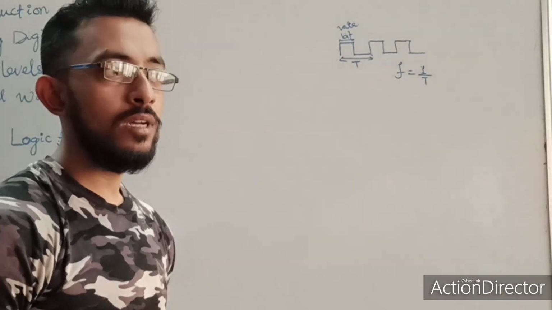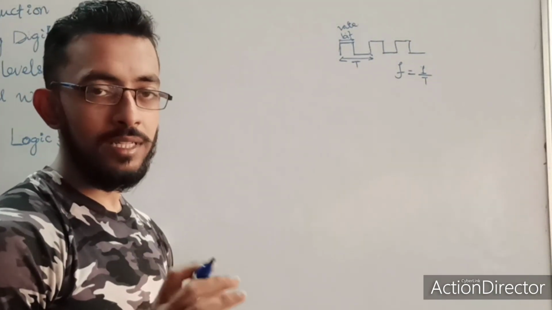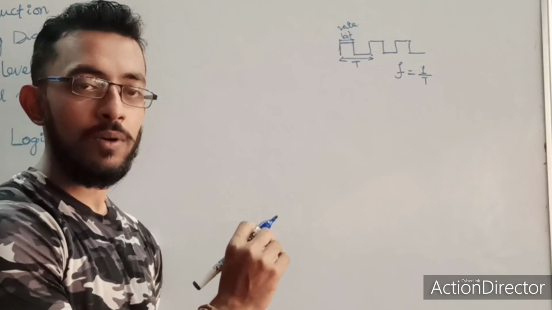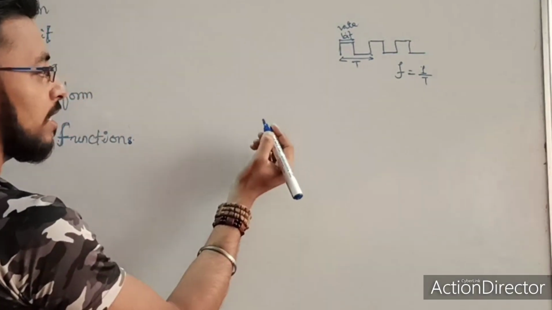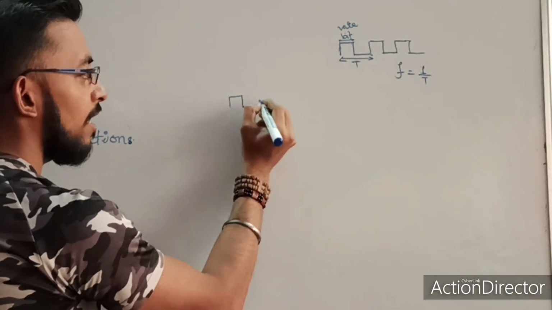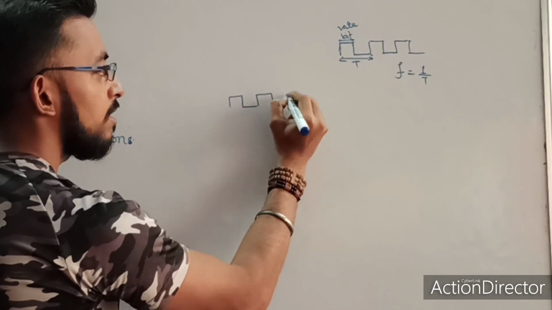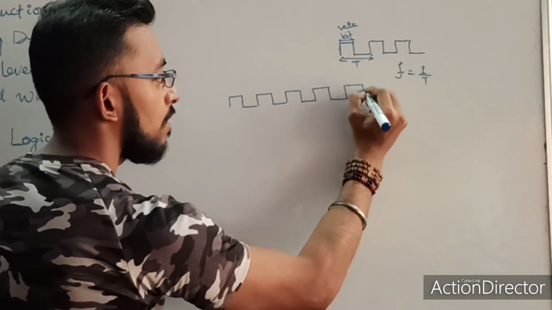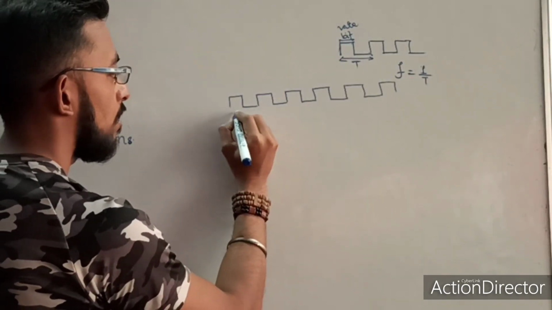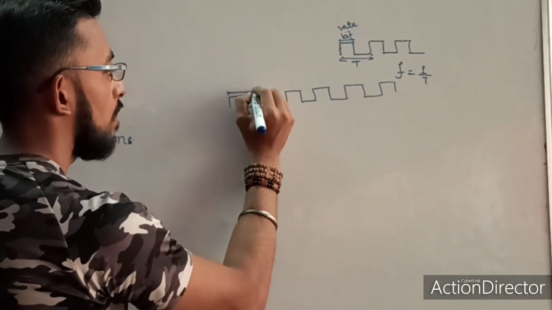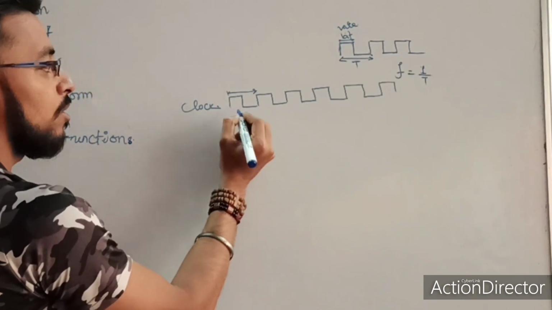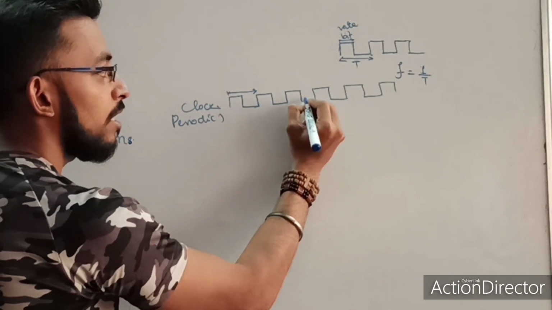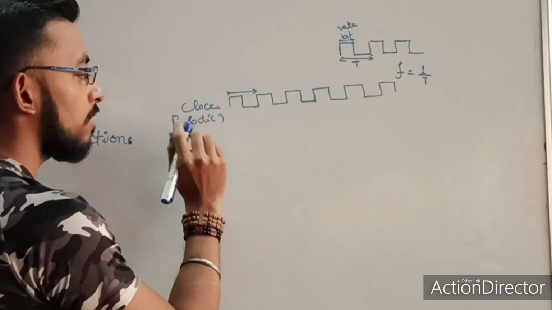Now let's see the clock. In each digital waveform, a basic timing circuit is already implemented, synchronized with our digital waveform, and that is called the clock. So let's see what a clock is. It is a periodic signal which is synchronized with each digital signal. Let me draw that. This is my clock signal, which is periodic, but it does not contain any information. It is only for the synchronization property.